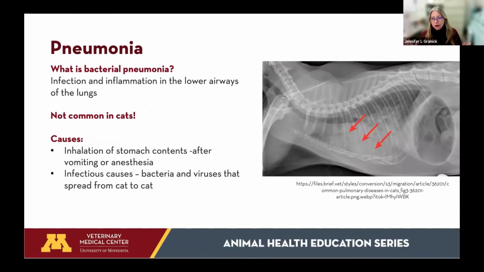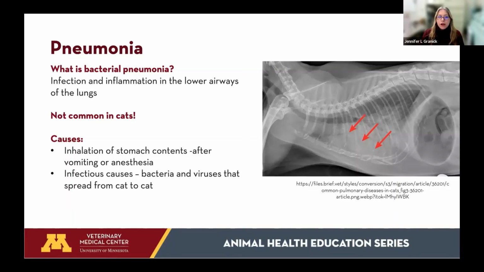And the last thing I just wanted to talk to you about quickly is pneumonia. Cats don't often get pneumonia. It's a really uncommon condition in cats. And pneumonia is inflammation and infection of the lower airway, so actually the lung tissue itself. When we see it happen, it's usually either because in young kitties, they have a virus that causes inflammation in the lungs, and then we can get a bacterial infection on top of that, or due to aspiration or inhalation of stomach contents. And that could occur after vomiting or after anesthetic procedures.